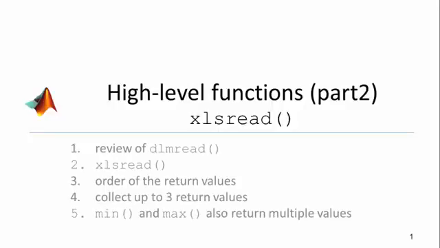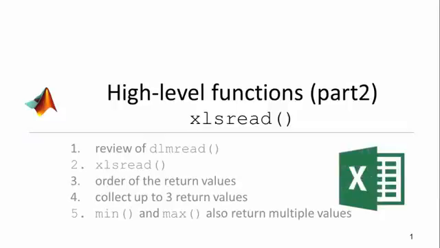This is the second part of high-level functions, specifically aimed at explaining how xlsread works. After a brief review of DLM-read, which is the other high-level function that we've seen, we'll see how xlsread works. In order to understand it, we'll be introduced to the idea that a function can return more than one value, which is also the case for min and max.